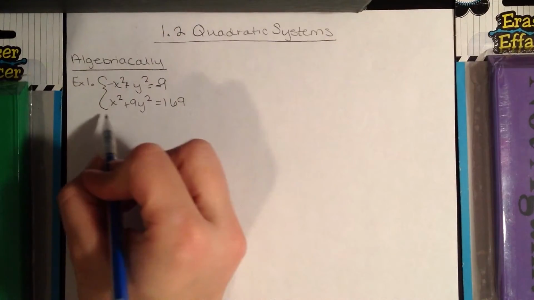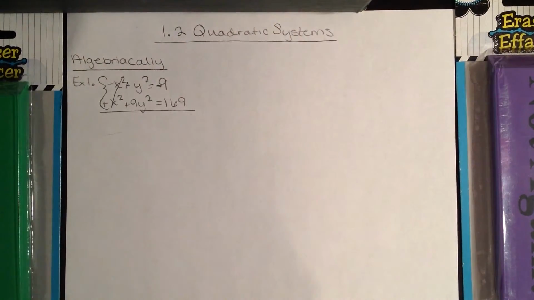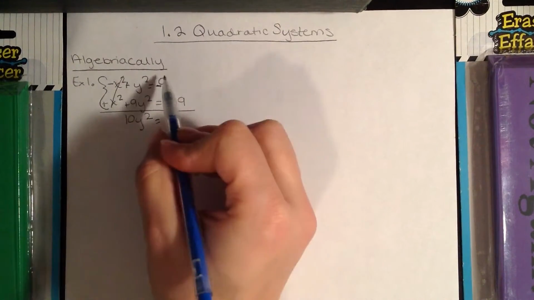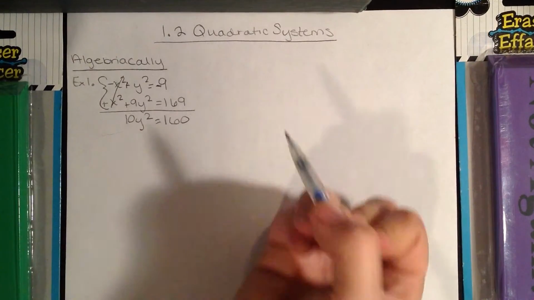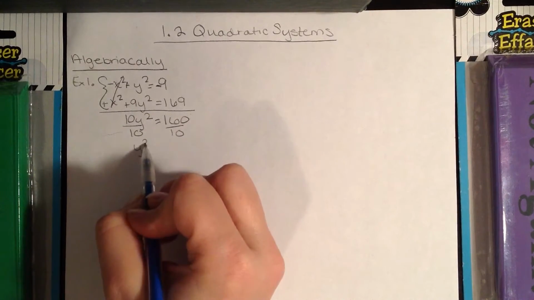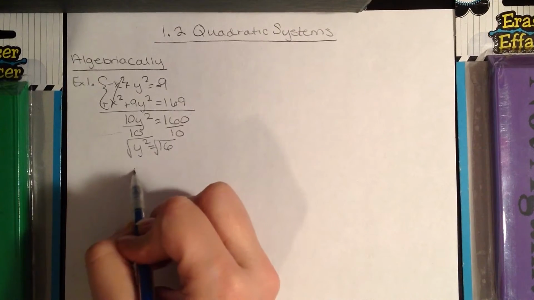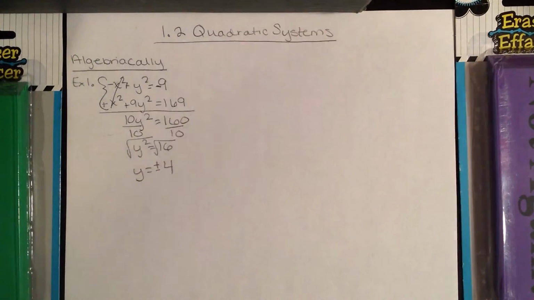Okay, so now if I were to add the equations, x squares will cross out. I would now have 10y squared equal to negative 9 plus 169, 160. Right? Divide by 10. y squared is equal to 16. Take the square root of both sides, and y will equal plus or minus 4. Square root of 16 is 4.